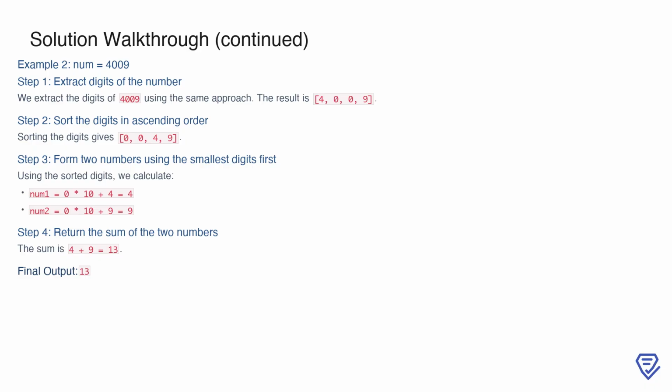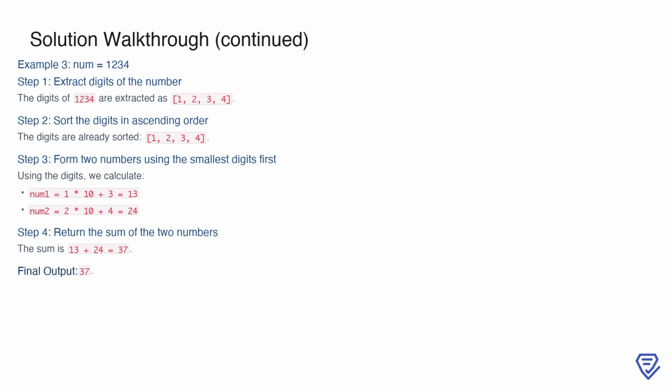With the digits sorted, we create two numbers by pairing the smallest digits first. Using the same formulas as before, digits 0 * 10 plus digits 2, and digits 1 * 10 plus digits 3, we calculate number 1 as 4 and number 2 as 9. Finally, we add these two numbers together. The sum is 4 plus 9, which equals 13. This is the minimum possible sum for the number 4009.